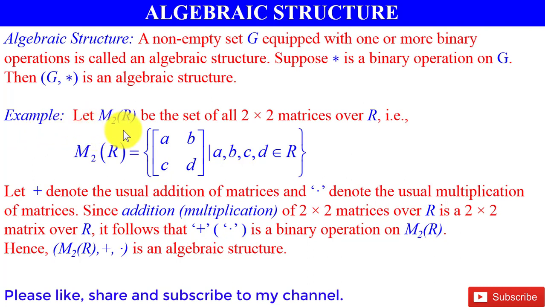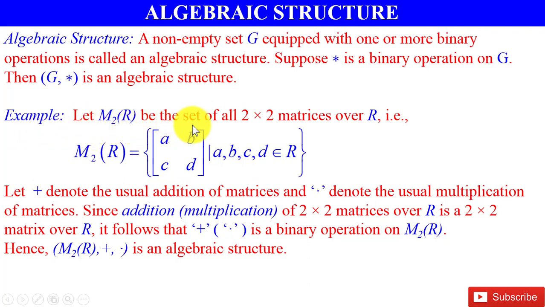Example, let M2(R) be the set of all 2 by 2 matrices over the set of reals R. That is, M2(R) is the collection of all 2 by 2 matrices of the form [a b; c d], such that a, b, c, d belong to R. Let plus denote the usual addition of matrices and dot denote the usual multiplication of matrices.